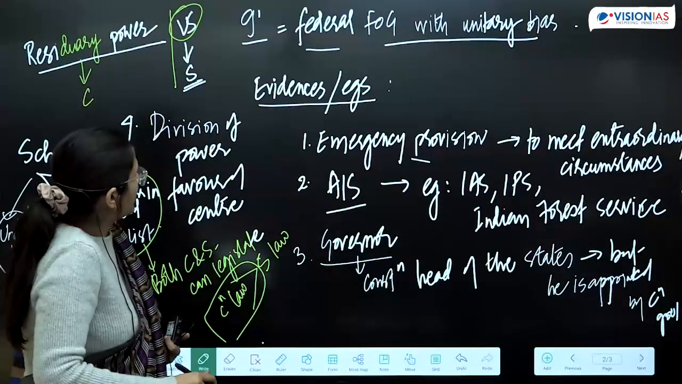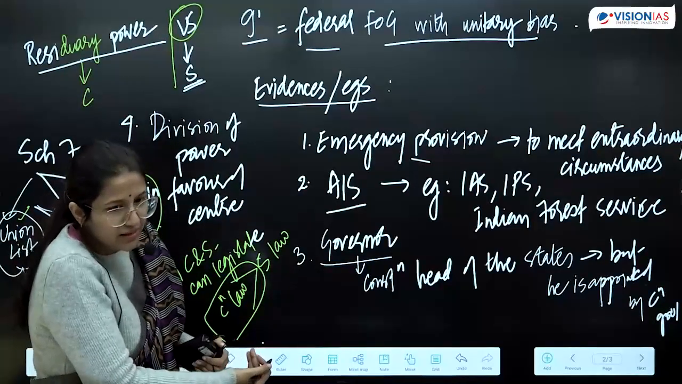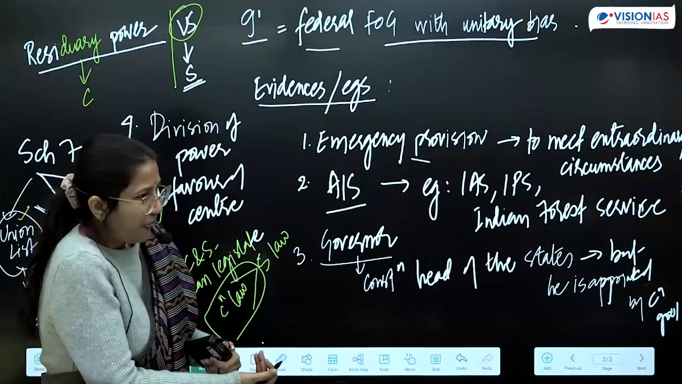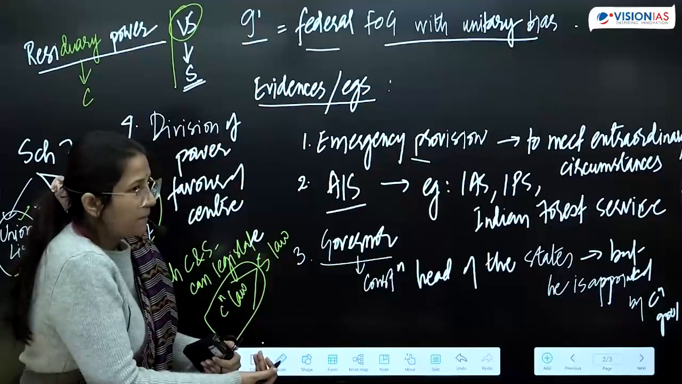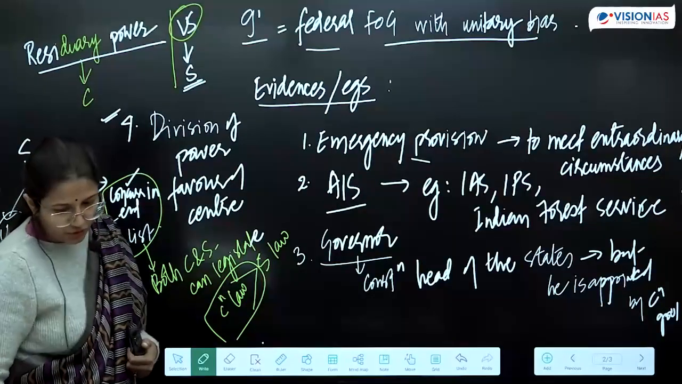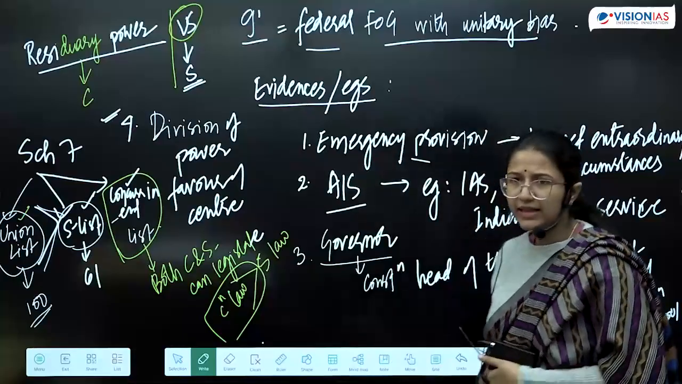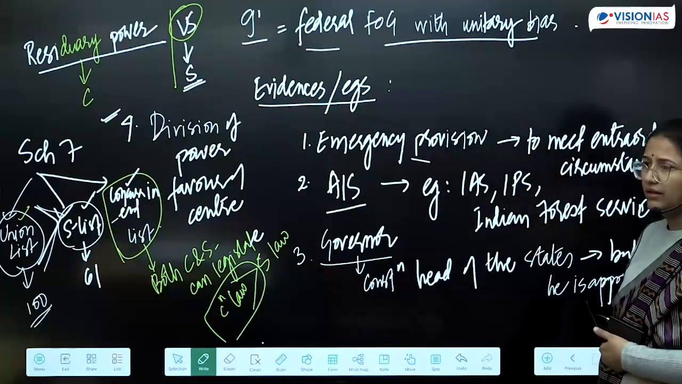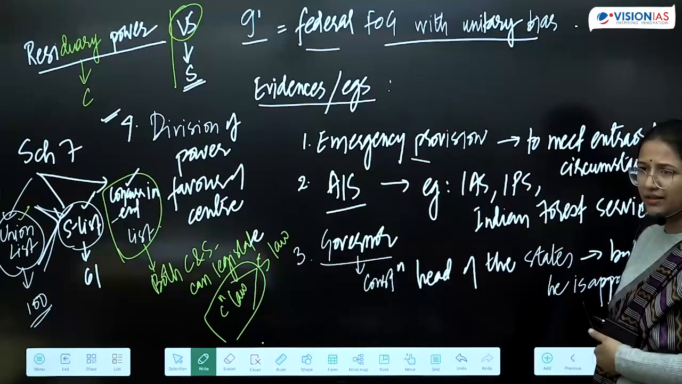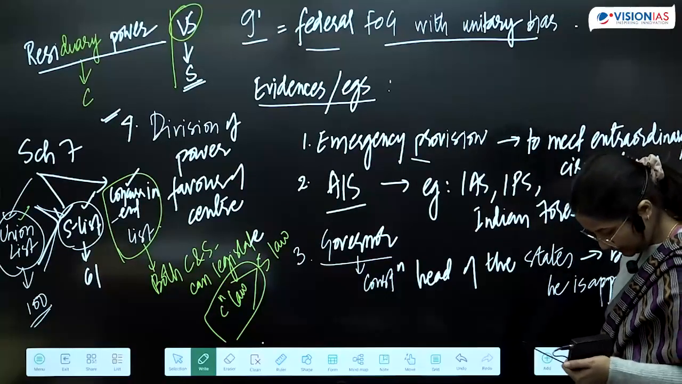You give this heading: India, a federal form of government with unitary bias. Evidences or examples. Write down point number 1. The first point that we'll discuss is division of power. Division of power is biased in favor of the center.